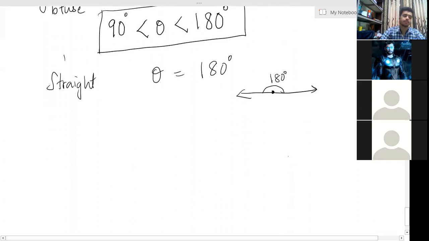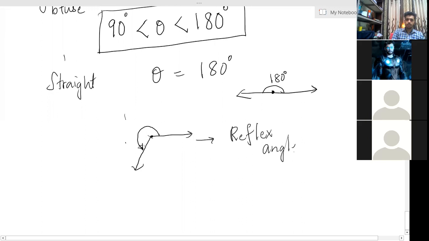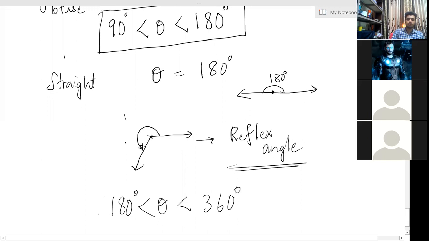Then next, if this is the ray, what if it comes more than 180 degrees? It came all the way from here. The reflex angle. Yes. If it's more than 180 degrees and lesser than 360 degrees, we call it a reflex angle. So a reflex angle is an angle where theta is greater than 180 degrees and lesser than 360 degrees. That is the definition of a reflex angle.